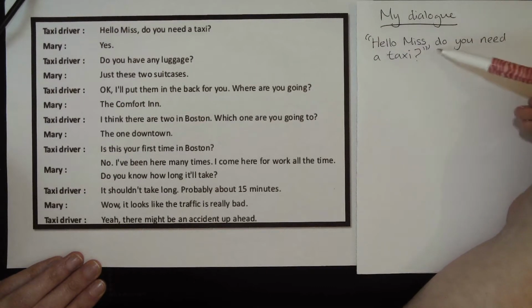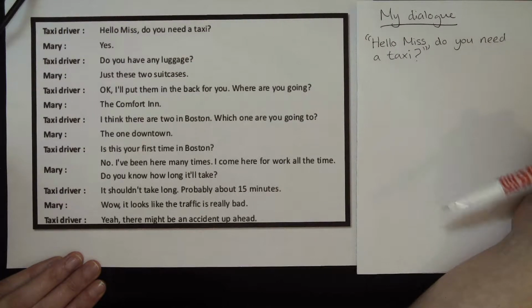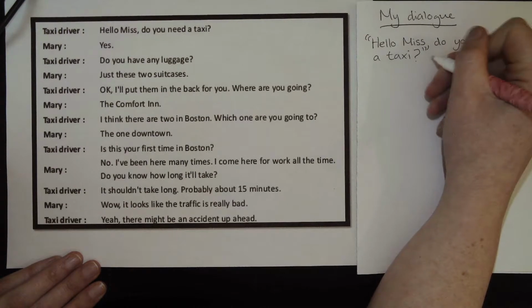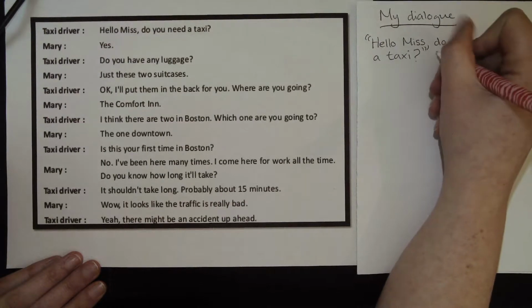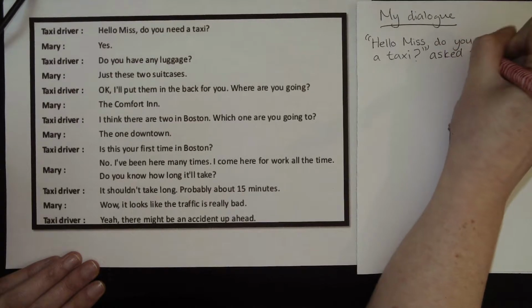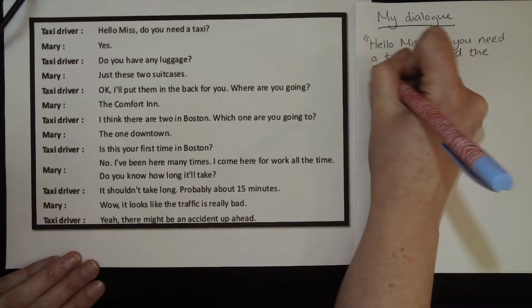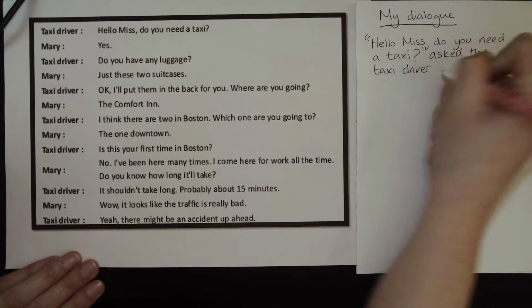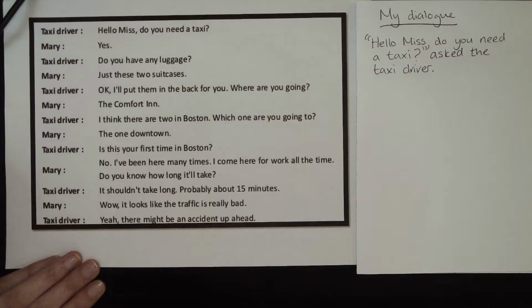I've got my speech marks to show that somebody is speaking, but I also need to make it really clear for my reader who's actually asking that question. They might be able to infer it's a taxi driver, but I want to make it really clear for them. So after my question, my bit of dialogue, I'm going to write "asked the taxi driver", just to make that really clear for my reader.